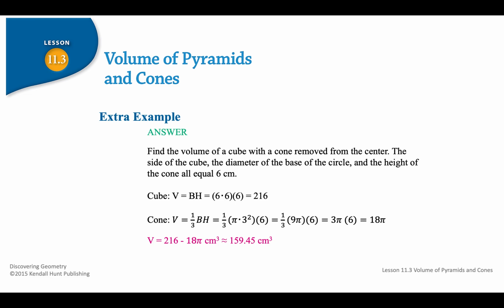Now we removed that cone from the cube. So here's the volume of the cube. Here's us subtracting out or removing the volume of the cone, and then to multiply this out, or do this on a calculator, you would get 159.45 centimeters cubed. Almost done.